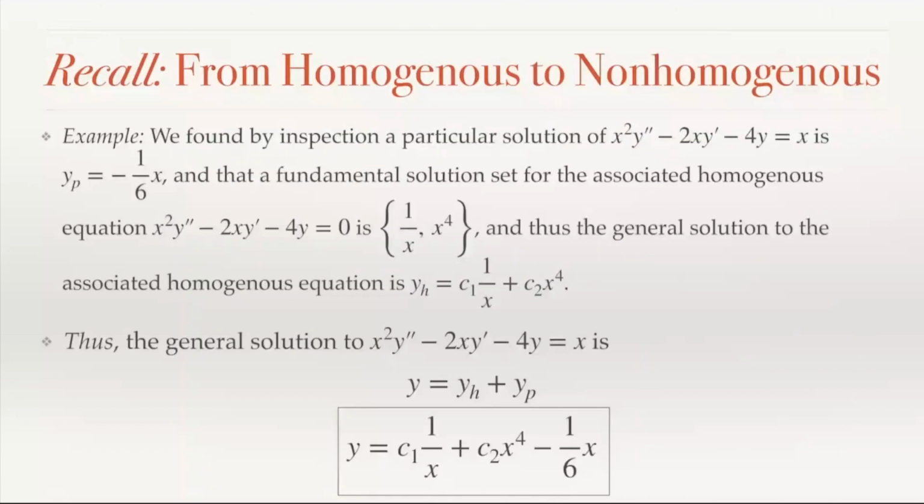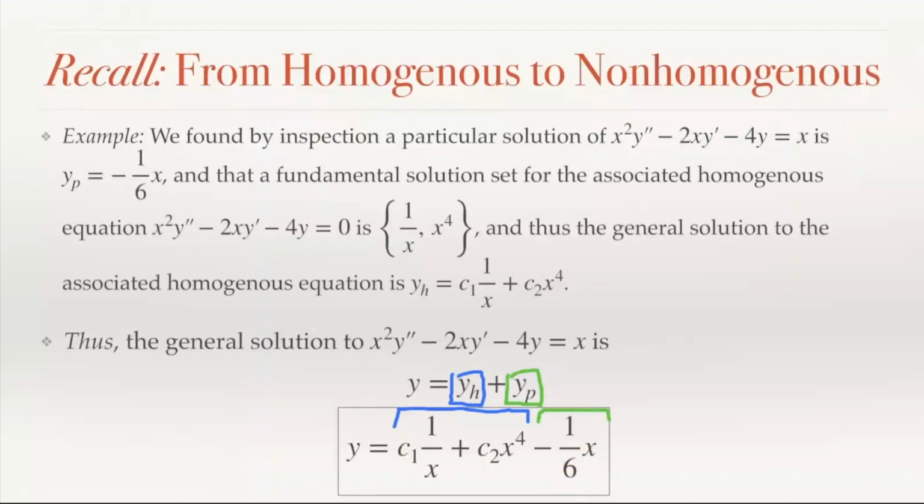So this is just an example from a previous lecture. For this differential equation that was a fundamental solution set, here is a non-homogeneous differential equation. And we found that a particular solution to that was negative 1/6 x. And this was the general solution to the homogeneous complement. So all we did was add together that yh and yp.